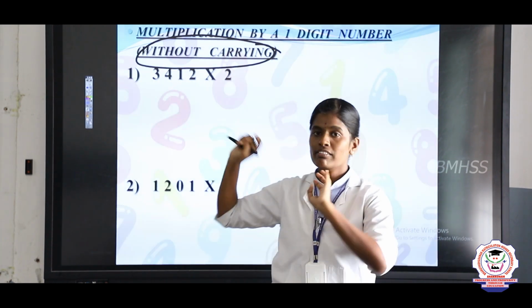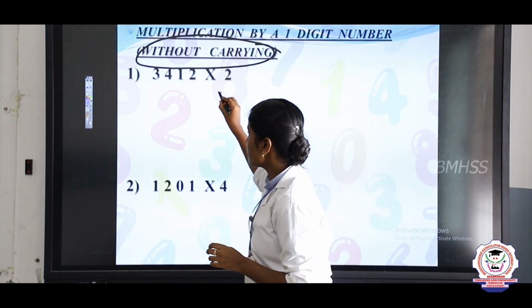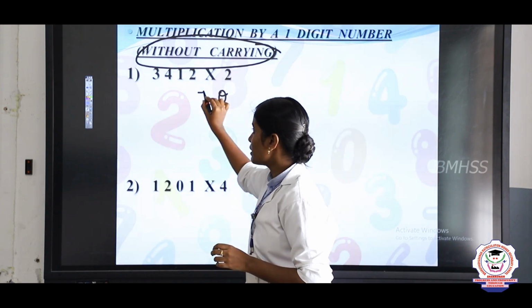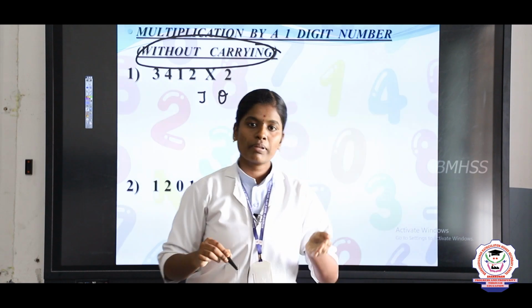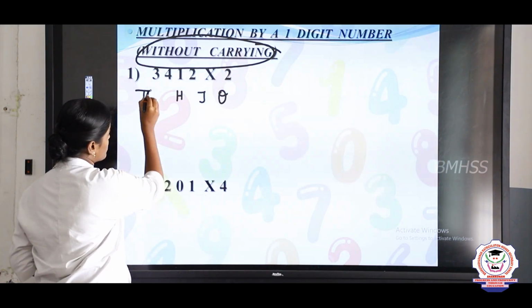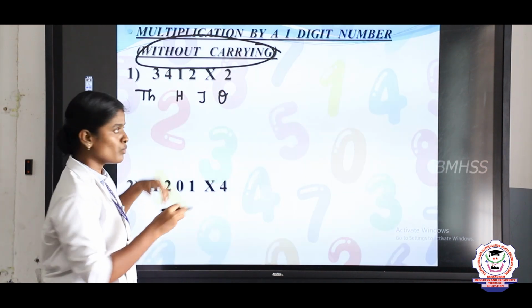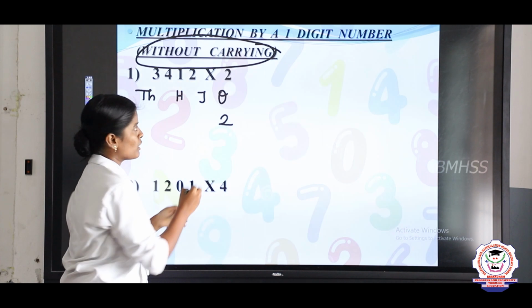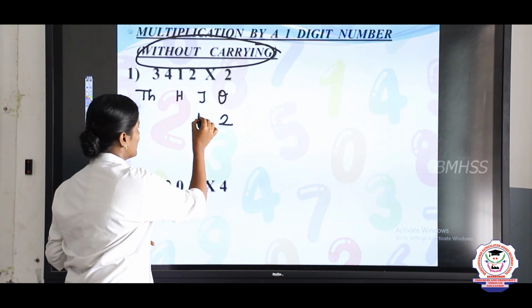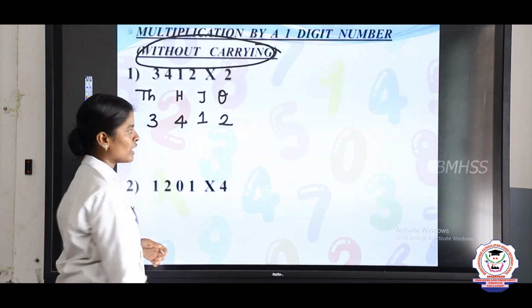So here we have 4 numbers, so write up to 1000. The first place value is ones, second place value is tens, and the third place value is hundreds, and finally 1000. Okay, so now you take and arrange the number. The ones place value is 2, the tens place value is 1, the hundreds place value is 4, finally the 1000 place value is 3.